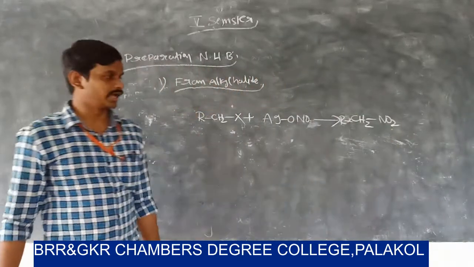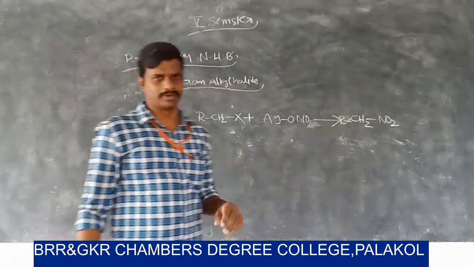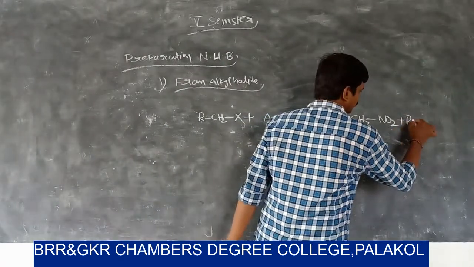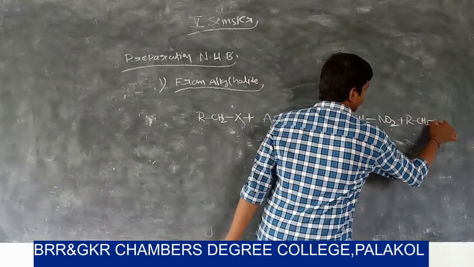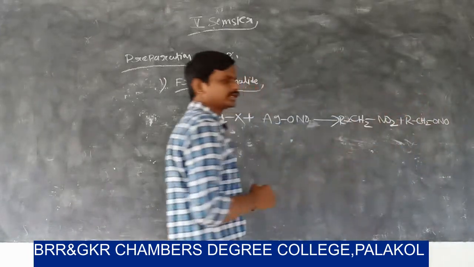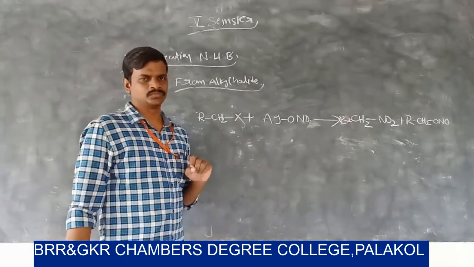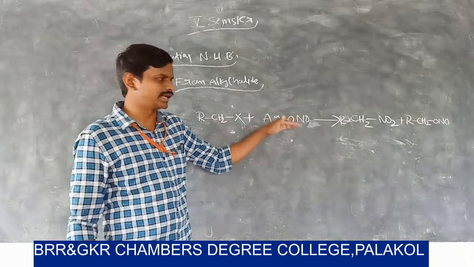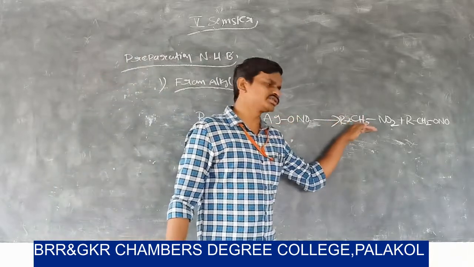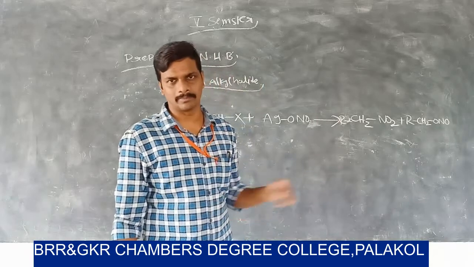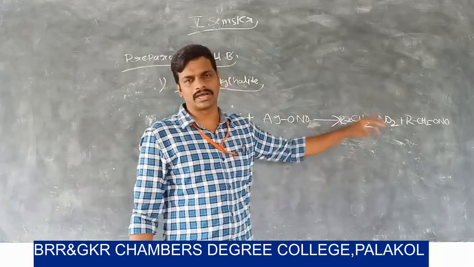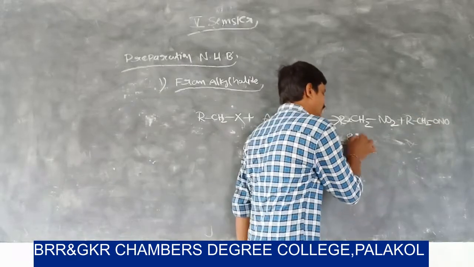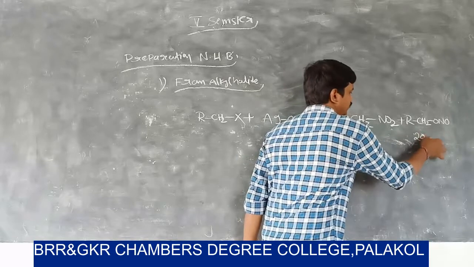Then it forms a nitrohydrocarbon. The main drawback of this reaction is that we can get a mixture of products. Along with the nitrohydrocarbon, you can get alkyl nitrite. Along with the formation of nitrohydrocarbon, it generates alkyl nitrite. Here, it forms 80% of product, and here it forms 20% of product.